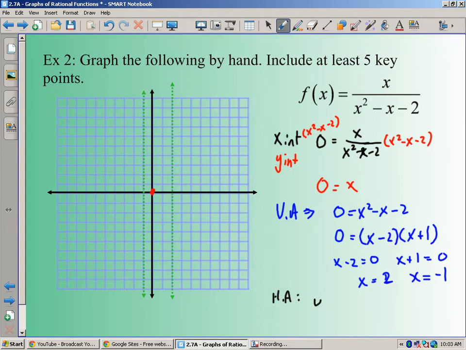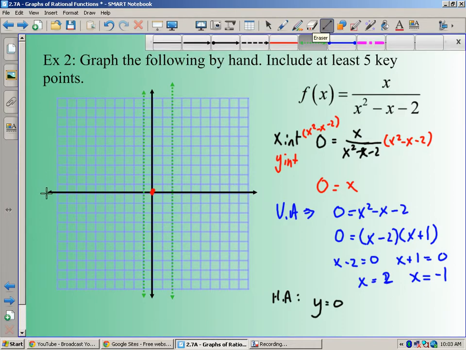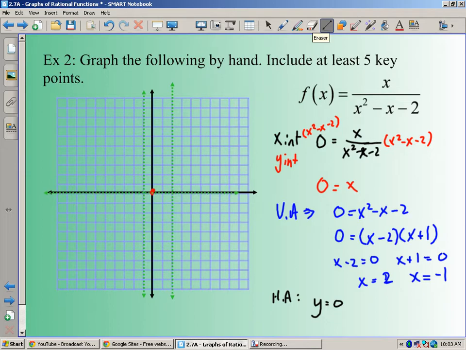And so if I draw my horizontal asymptote, it'll be at y equals 0. And now you're probably saying, well, we have an x-intercept at (0, 0). How can that work with a horizontal asymptote at 0?